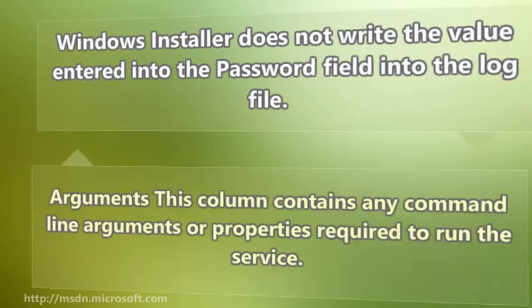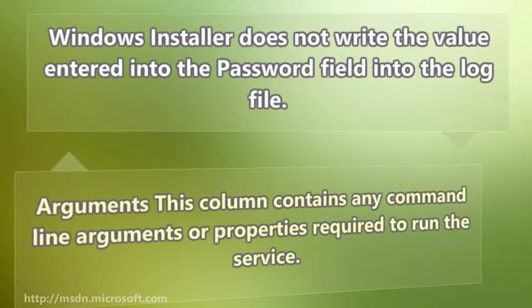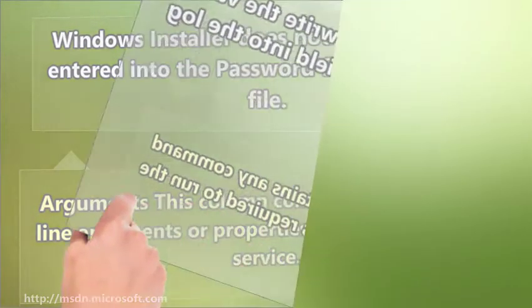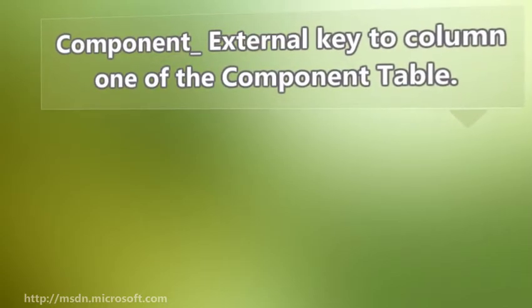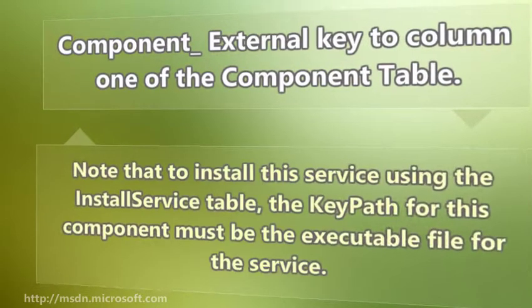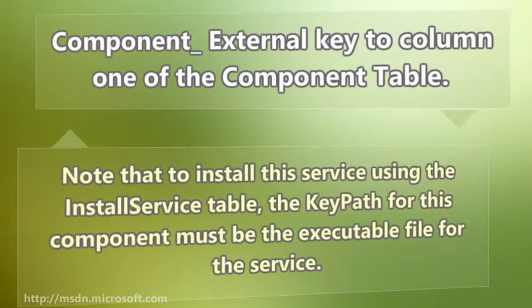Arguments. This column contains any command line arguments or properties required to run the service. Component. External key to column 1 of the Component table. Note that to install this service using the ServiceInstall table, the key path for this component must be the executable file for the service.